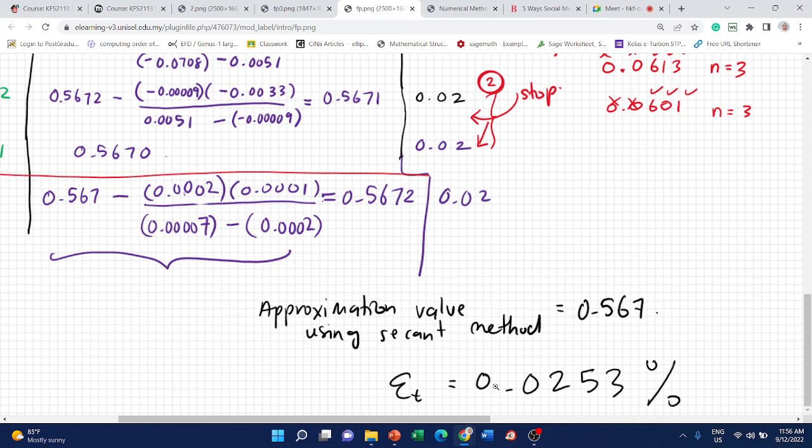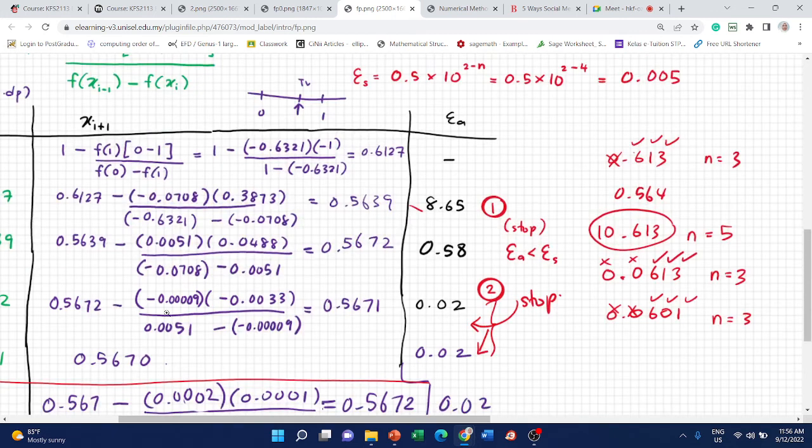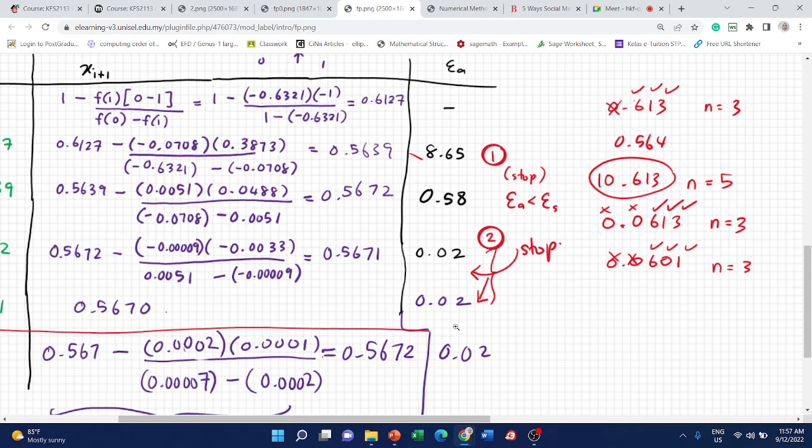Okay, any question? For the second method, there are two different situations for the stopping criteria. First one, we check whether the absolute error is less than the estimated error or not. Second one, if you face this kind of situation, where the absolute error is the same for certain iterations, then we know to stop. That is one of the criteria for the second method. Any question that you want to ask?